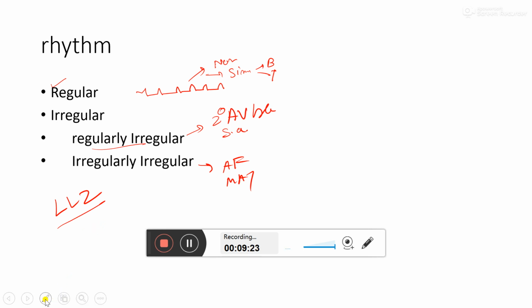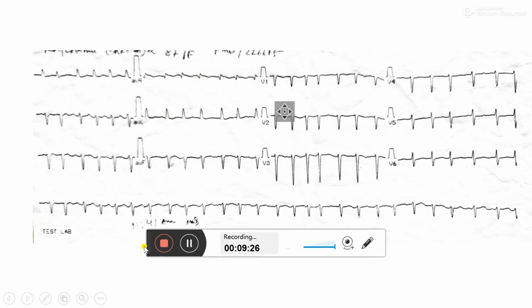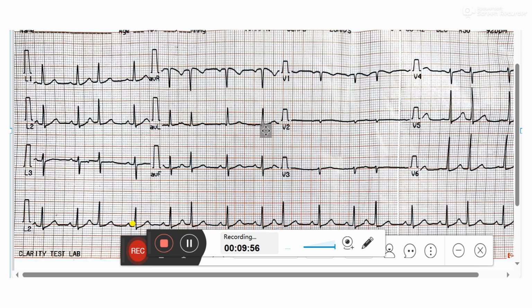See here, there is no P wave, and the waves are coming in an irregular manner. This is the long lead 2, and here we will see the rhythm. The waves are coming in an irregular manner. It's actually an ECG of atrial fibrillation.